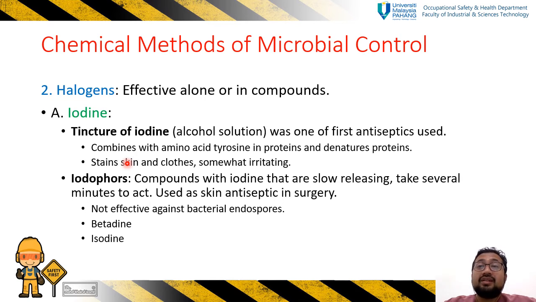So second method, halogens such as iodine. Tincture of iodine, an alcohol solution, was one of the first antiseptics used. Combines with amino acid tyrosine in proteins and denatures proteins. Stains skin and clothes, somewhat irritating. Okay, and iodophors are compounds with iodine that are slow releasing, take several minutes to act as a skin antiseptic in surgery. Not effective against bacterial endospores. Examples are betadine and isodine. And this we often use, especially when we want to do surgery, as prevention, the place we want to cut, alright, they will apply this iodine.